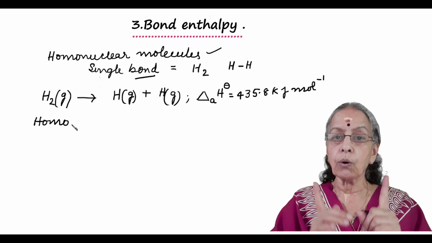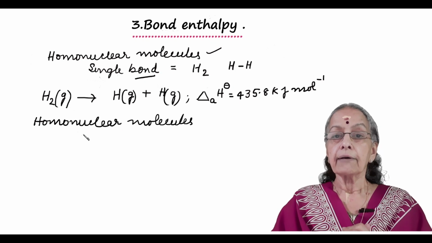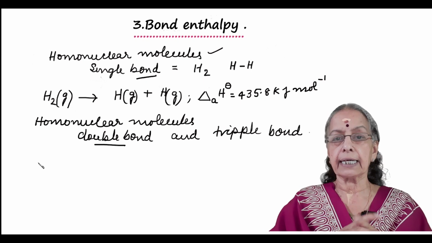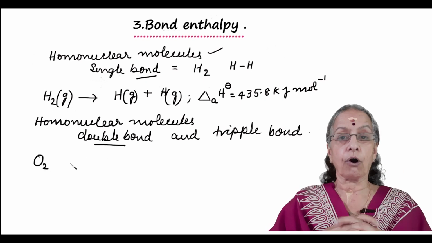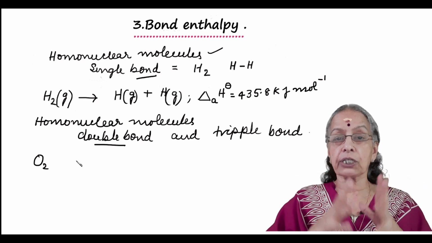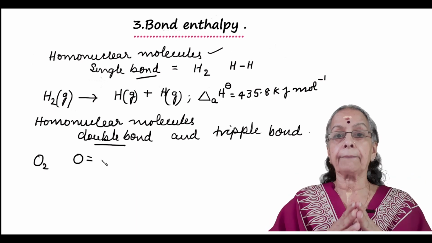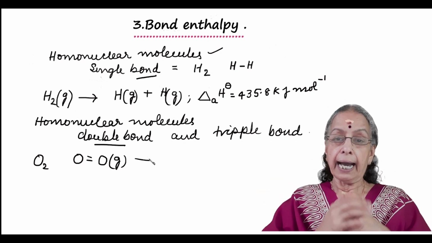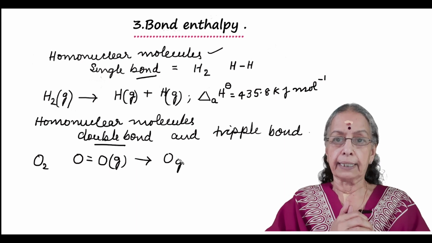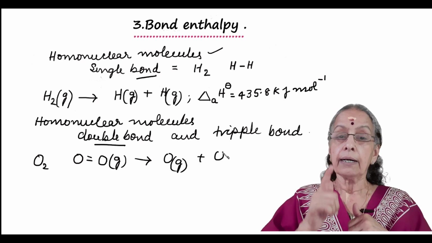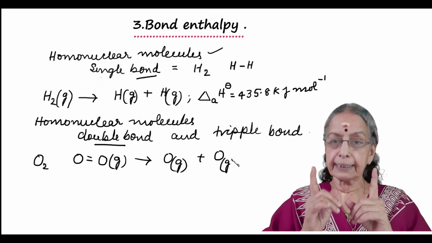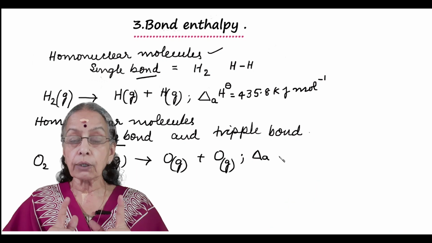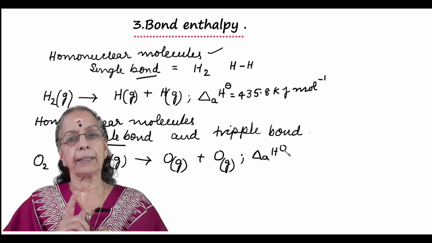Now let us consider homonuclear molecules with double bond and triple bond. For double bond, we will consider oxygen. 1 mole of oxygen gas absorbs sufficient energy in order to break up into atomic oxygen in the gaseous state. And the energy that is absorbed is its molar bond enthalpy. And in the case of oxygen, it has been found to be equal to 498 kilojoules per mole.